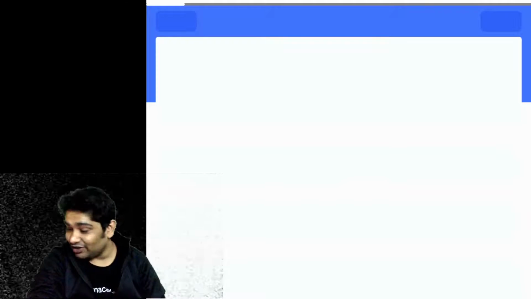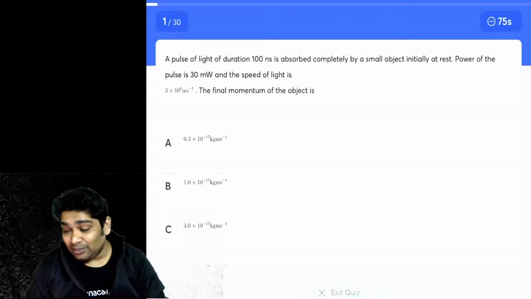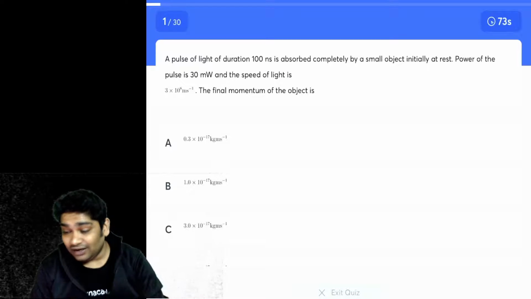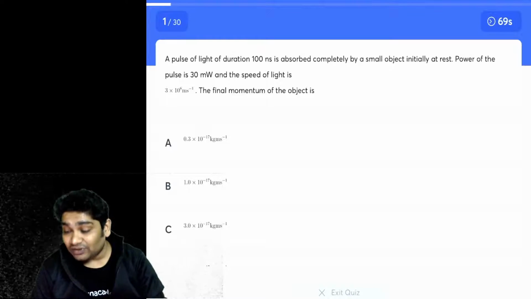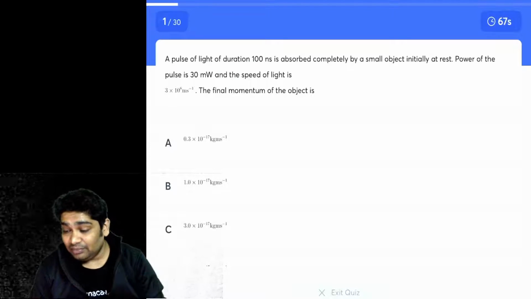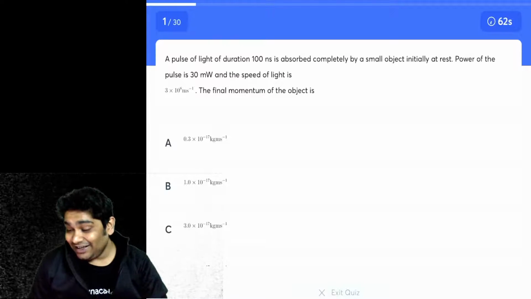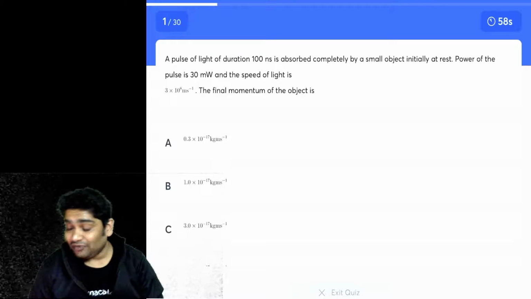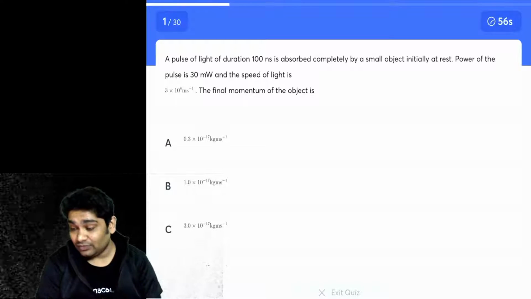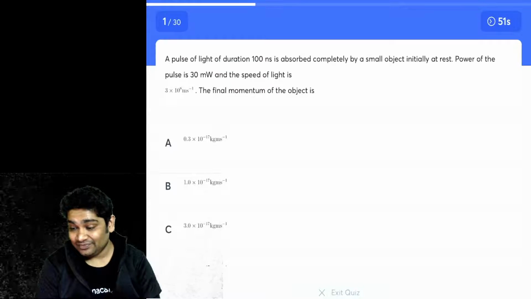Here is your first question. The question says that a pulse of light of a duration 100 nanoseconds is absorbed completely by a small object initially at rest. The power of the pulse is 30 milliwatt, and the speed of light is 3 into 10 to the power 8. You have to find the final momentum of the object.